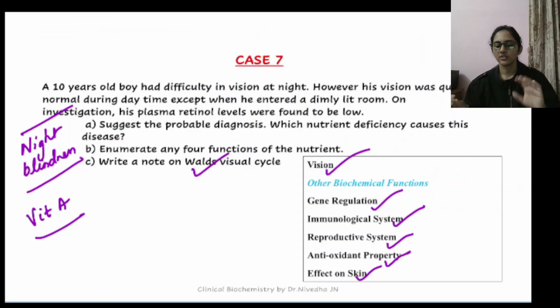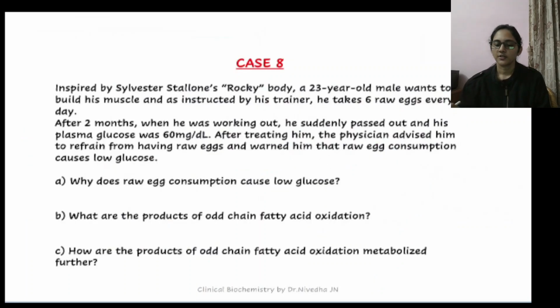So if you just write, it's very easy. You have some questions. If you just know the diagnosis, vitamin A deficiency, 4 functions, and Wall's visual cycle, you will get a solid 5 marks. It is as simple as that. Now let's move on to the next case.